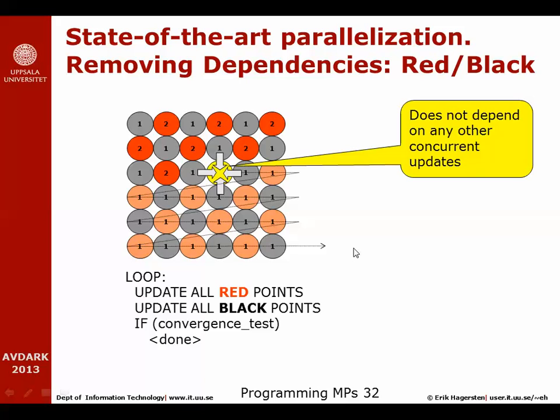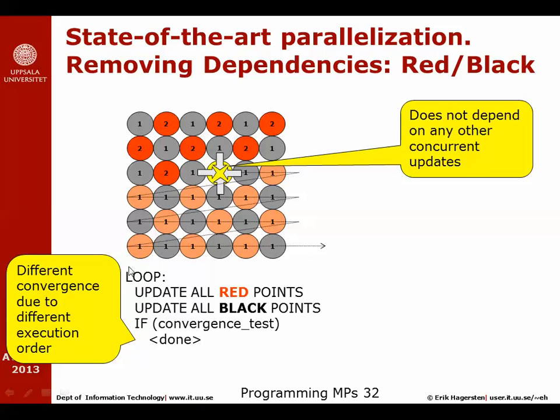So what's the nice property here? Well, the nice property is that, as you can see, we have no red arrows. There is no dependence to any other updates that happen concurrently as you update. For example, when you update the red elements, they only read data from the black elements. So there are no data dependencies within the red updates and within the black updates.